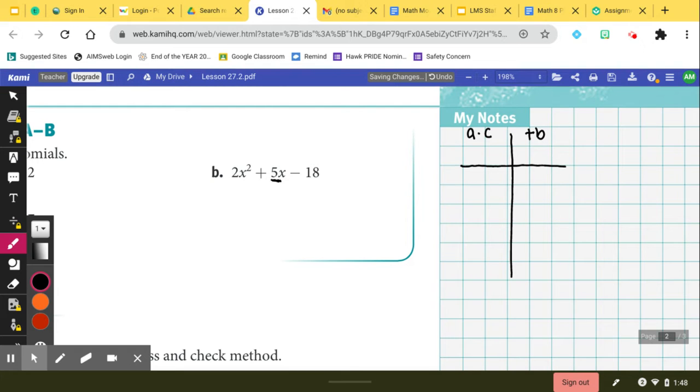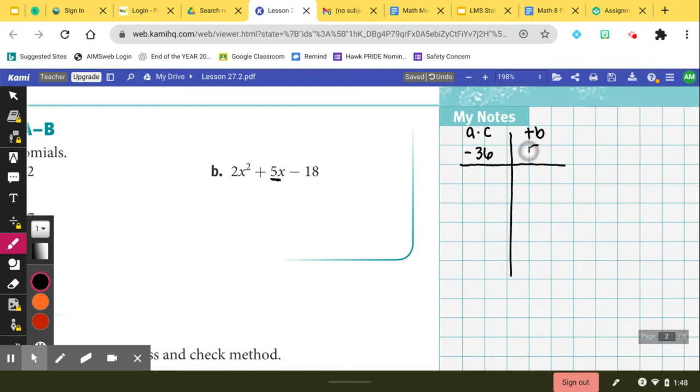So a times c, 2 times negative 18, is negative 36, and they add together to be 5. I'm just going to start listing off the factors of negative 36. I get negative 12 times 3. That's negative 9 when I add those together, so that's not what I need. What about negative 6 times 6? Nope, that's going to add together to be 0. Again, not what I need.